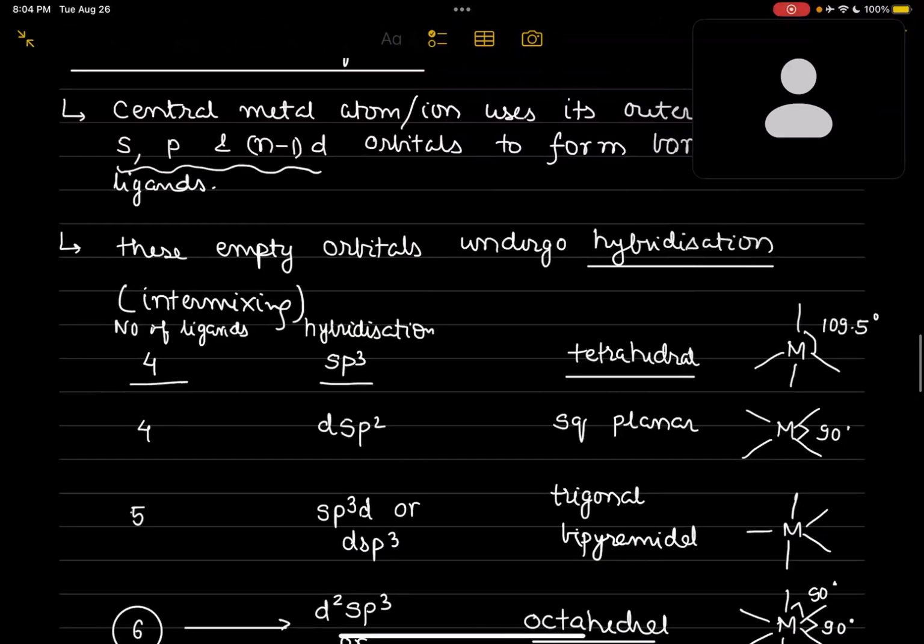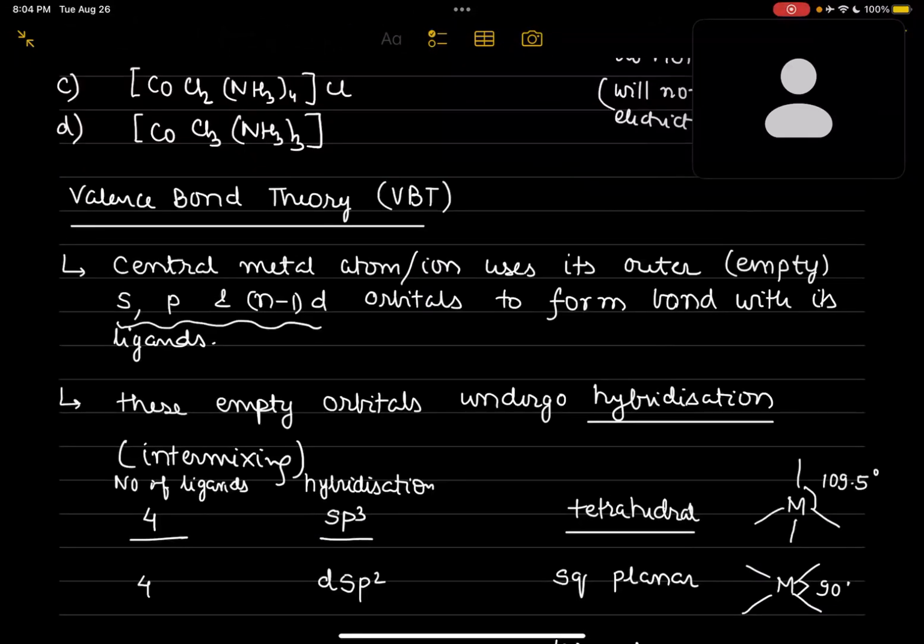And valence bond theory actually tells us that the central metal atom makes available a number of atomic orbitals, empty atomic orbitals. And how many empty atomic orbitals do we need? We need that many atomic orbitals which are equal to the number of ligands or the coordination number.